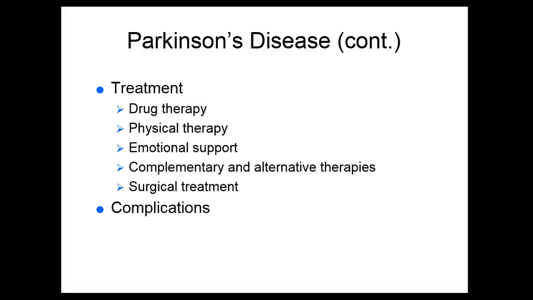There are some nutritional supplements that have been shown to slow the progression of Parkinson's disease, and these include enzyme nicotinamide adenine dinucleotide, or NADH, coenzyme Q10, and the antioxidants Ester-C and vitamin E, as well as alpha lipoic acid.